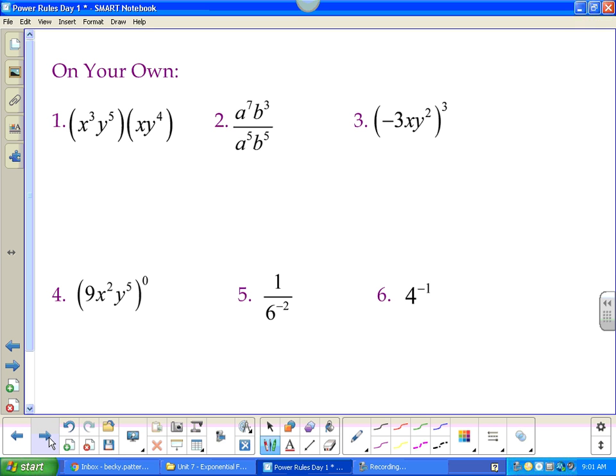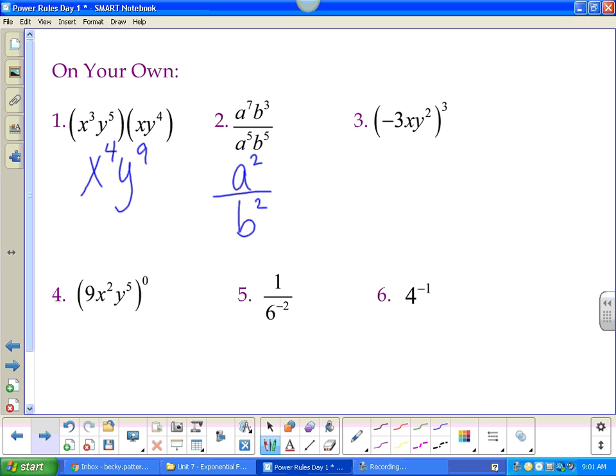So number 1, we are multiplying. So I have x to the, when I multiply, add my powers. So x to the 4th, y to the 9th. Number 2, I am dividing, so I subtract. So you say, how many are left and where would they be? That would be a squared on top, b squared on the bottom.